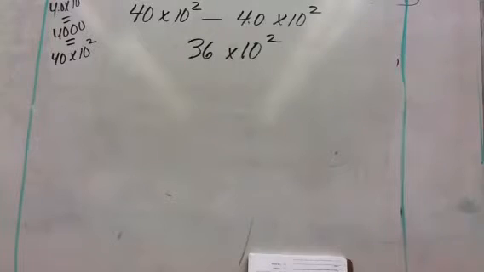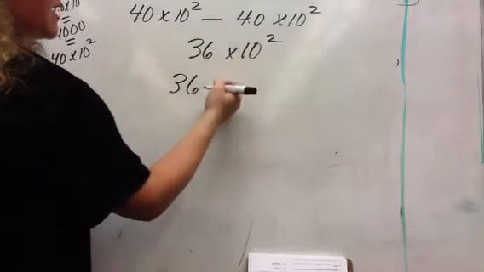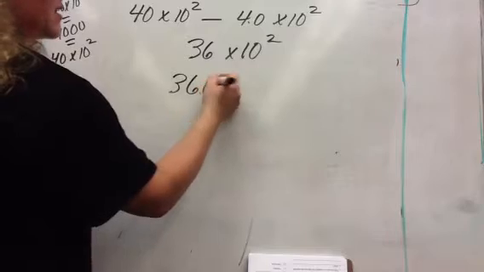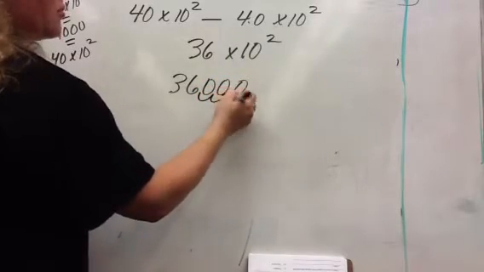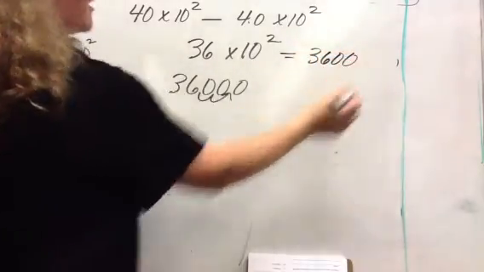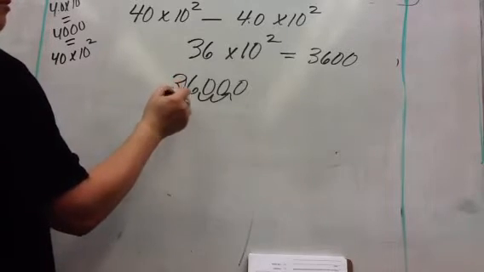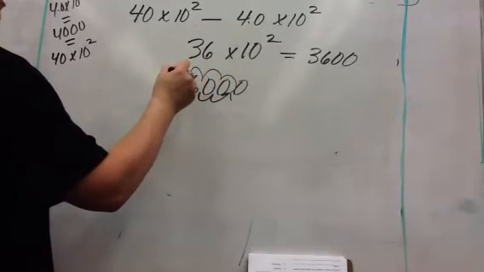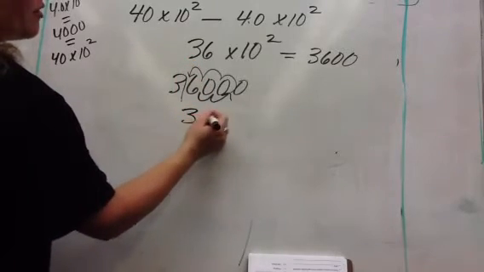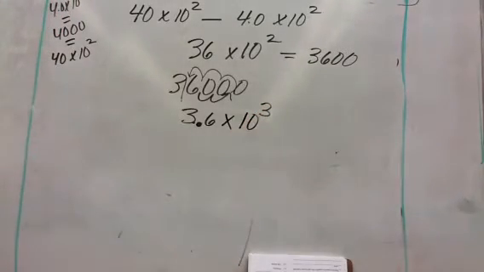Remember our answer before was 3.6 times 10 to the third? Let's put that into correct notation. So we have 36 times 10 to the second, which is 1, 2. That's also equal to 3,600. So we want a decimal here. 1, 2, 3. That's equal to 3.6 times 10 to the third, which is the same answer we got the other way. Does that make sense?